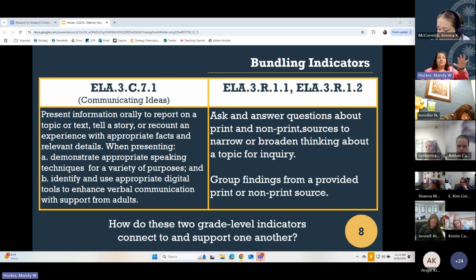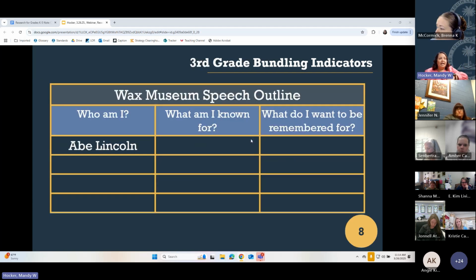So let's say that our student has already asked and answered questions and has a ton of information about the person that they've been researching. In this case, we're looking at Abraham Lincoln, and they're trying to develop an oral speech, okay, to deliver as Abraham Lincoln. Well, they need to be able to group all of the findings that they have gathered, and giving them an outline like this, a table in which to sort those pieces of information, can be really helpful in scaffolding them to being able to do that with proficiency.